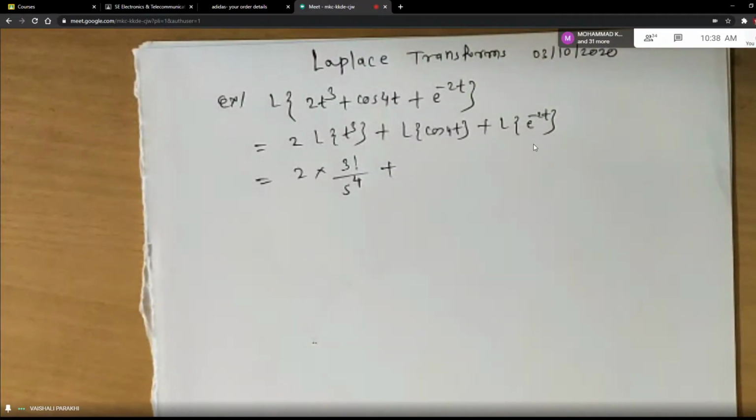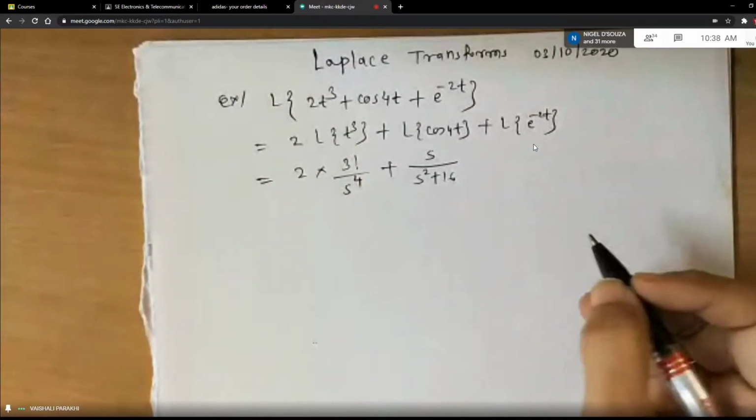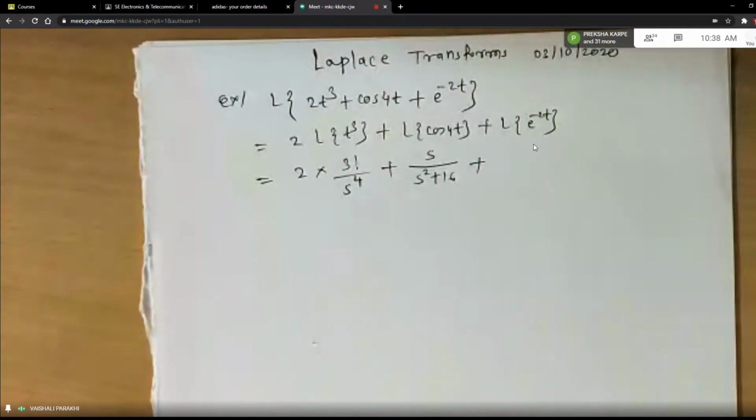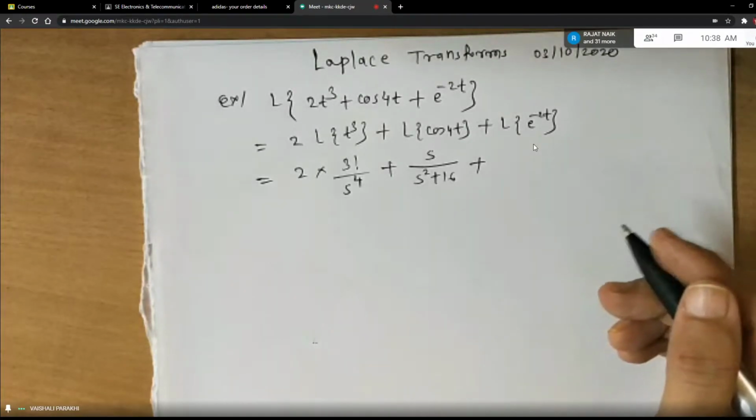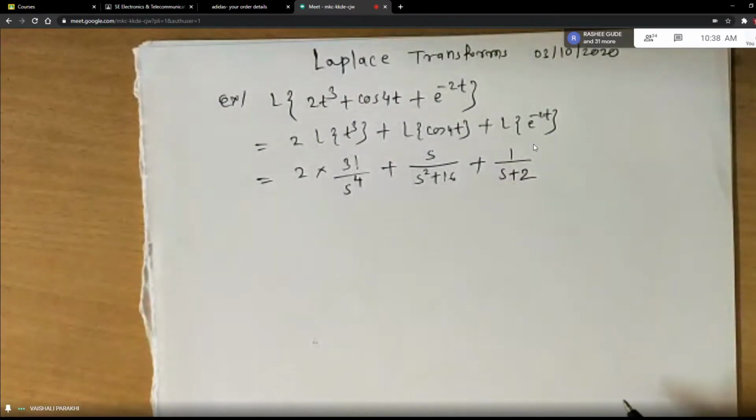Now what is Laplace of cos 4t? Brittany, what is Laplace of cos 4t? s upon s square plus a square. Yes, so what is a here? 4. 4. So it will be s upon s square plus 16. Okay, very good. Then Jeffin, what is Laplace of e raised to minus 2t? Ma'am, it is 1 upon s plus a. Yes, so what is a here? 2. 2. Correct? Okay. So that's all. This is your Laplace transform of the given function.